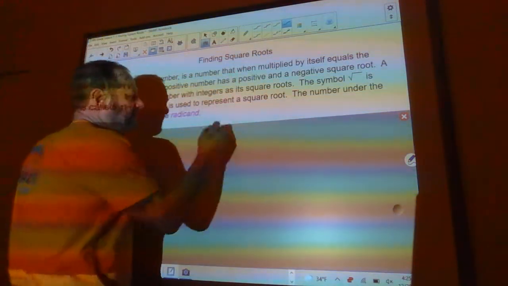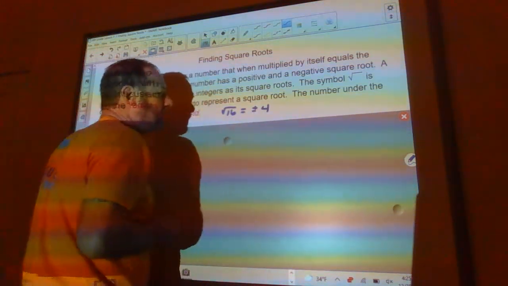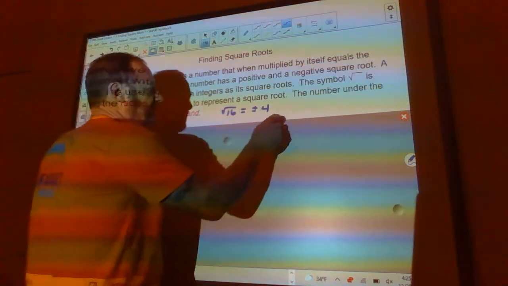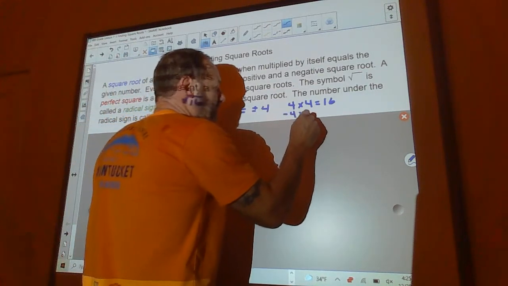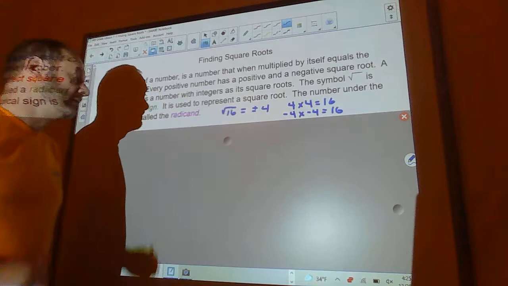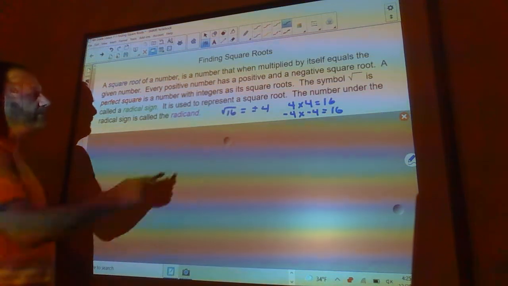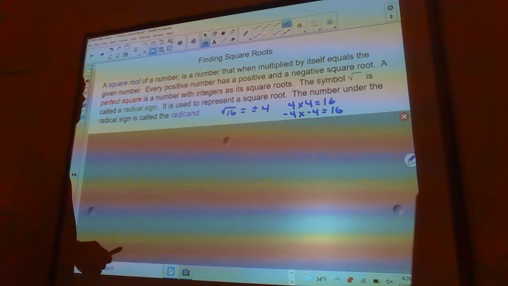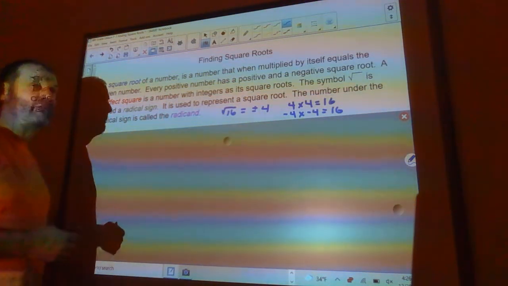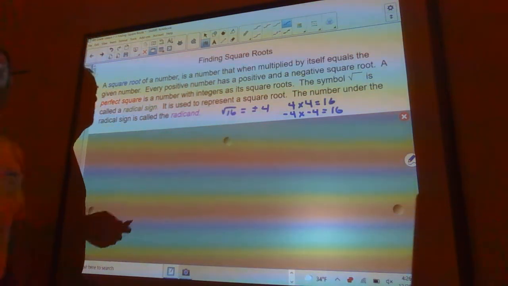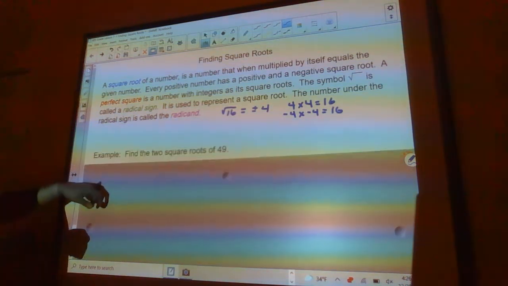So what that means is if I want the square root of 16, that is plus or minus 4. If I take 4 and multiply it by itself, I get that number. And if I take negative 4 and multiply it by itself, I also get that number. So this is the radicand under here, and this is the radical sign. A perfect square is like 16, where you can take the square root and get a nice number like 4. The square root of 3 is like 1.732 something. It's not a nice number, so that's not a perfect square.